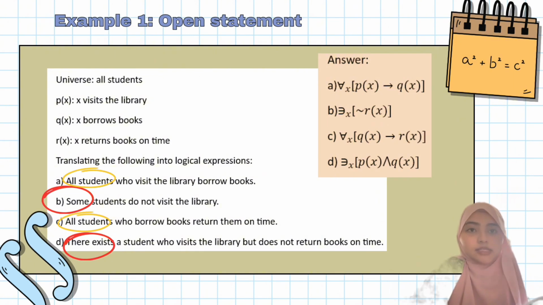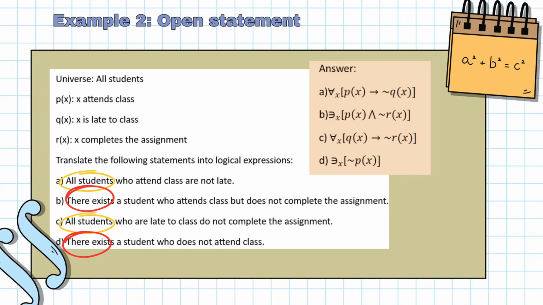Negation of P(x). C. All students who borrow books return them on time. Keyword all students, we use the universal quantifier. Q(x) implies R(x). D. There exists a student who visits the library but does not return books on time. There exists, existential quantifier. P(x) conjunction with not R(x).